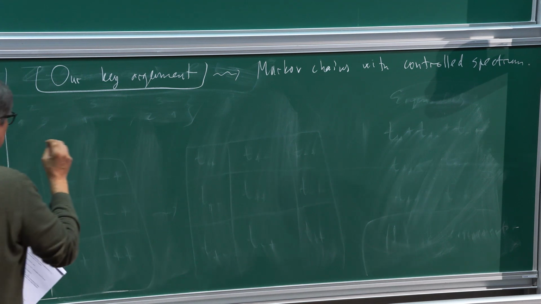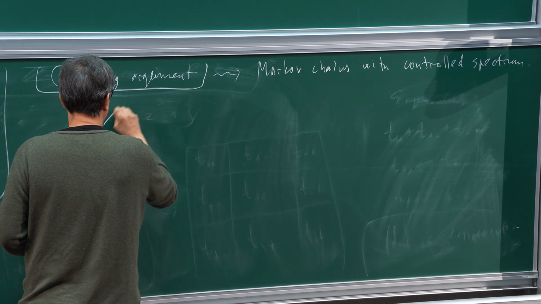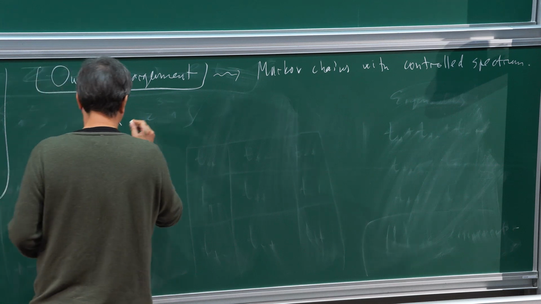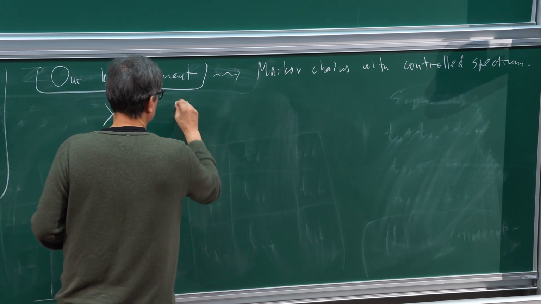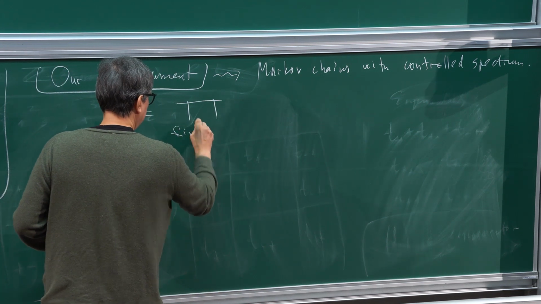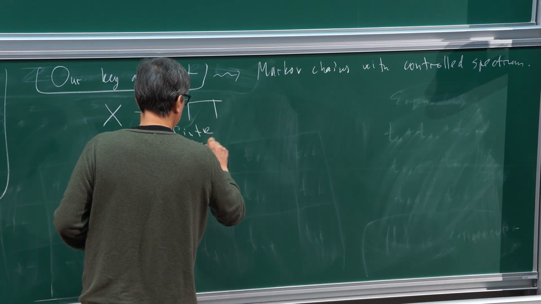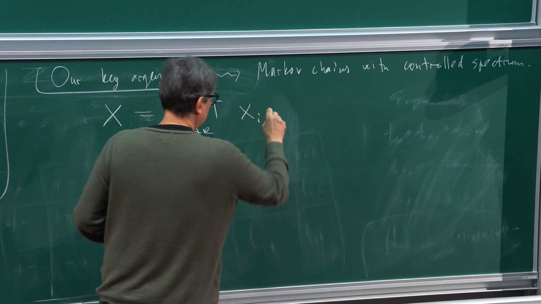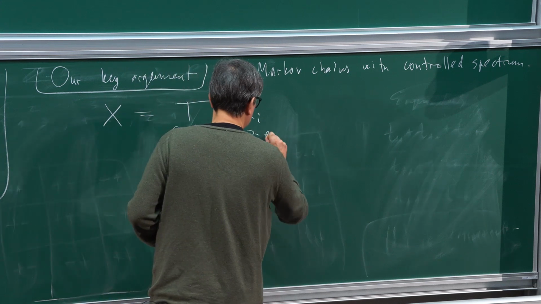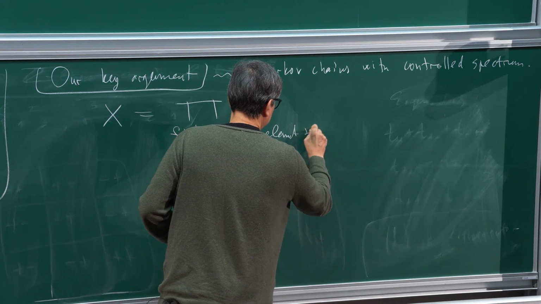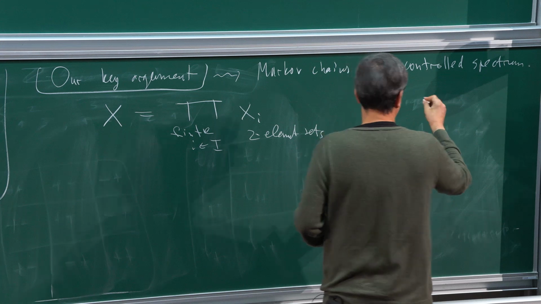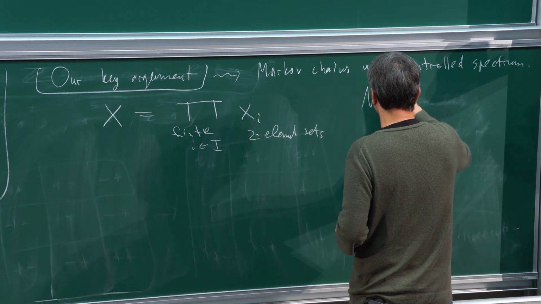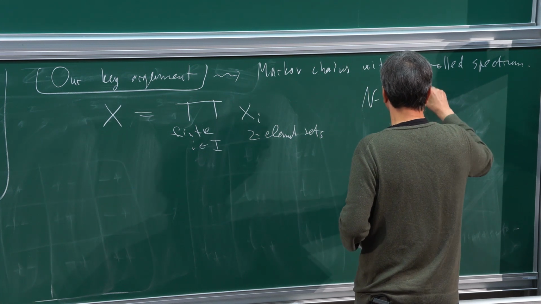The idea is the following. Suppose you have some set which is a finite product of two-element sets. Yeah, so it's like an n-dimensional cube, the vertices of an n-dimensional cube.